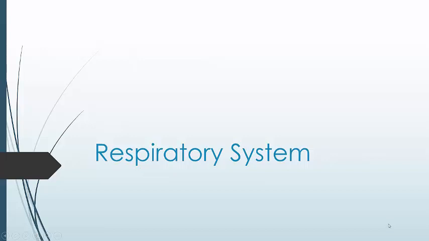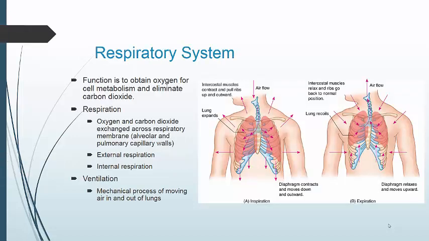This will be going over the respiratory system. The function of the respiratory system is to obtain the oxygen needed for cellular metabolism and to eliminate carbon dioxide and other waste products produced by cellular metabolism. Respiration is carbon dioxide and oxygen exchanging across the cellular membrane. This is broken down into internal and external respiration.